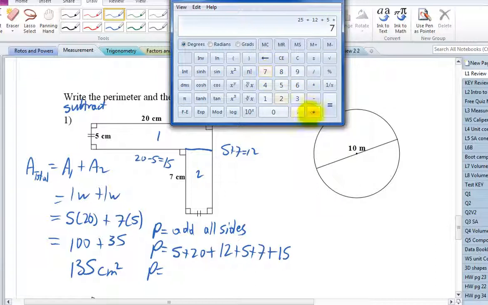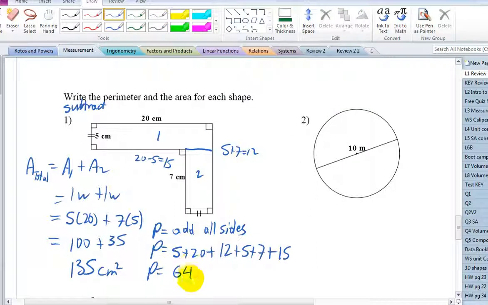I just add them up first. 64 centimeters. Did you guys get that? Okay, good. Next one.